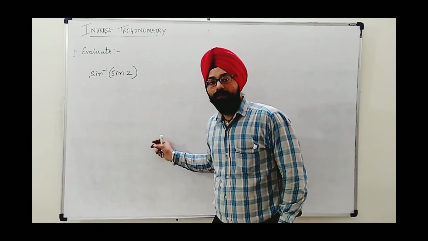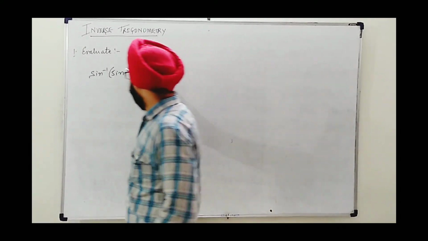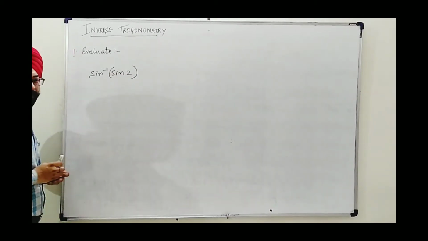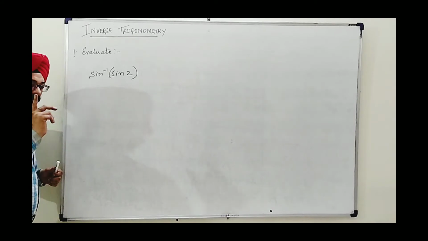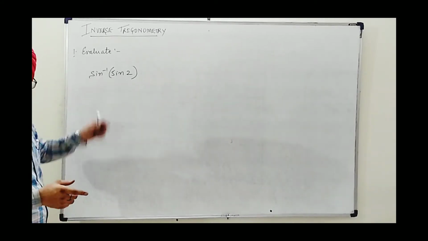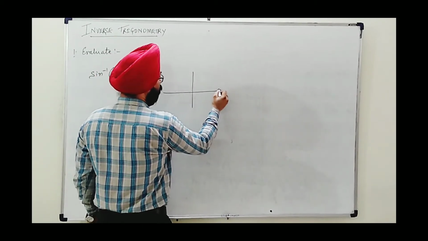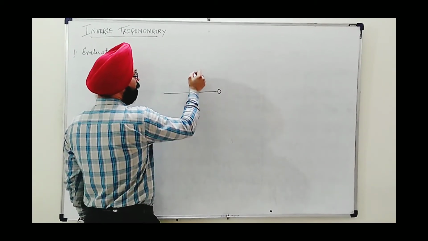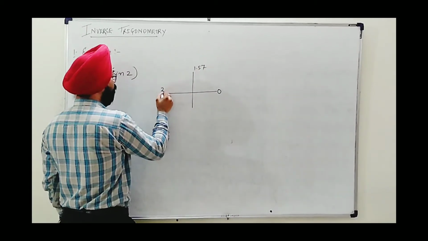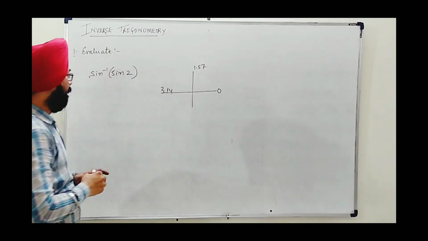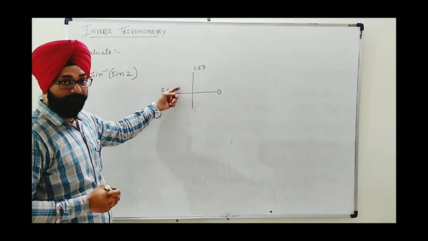Here we see the next example is sine inverse sine 2. As I said, no unit is given. We consider this to be radian. Okay. First step, we need to locate this on quadrant pattern. 0 radian. This is pi by 2, means 1.57. This is 3.14. So for sure I see 2 belongs to second quadrant, between 1.57 and 3.14.